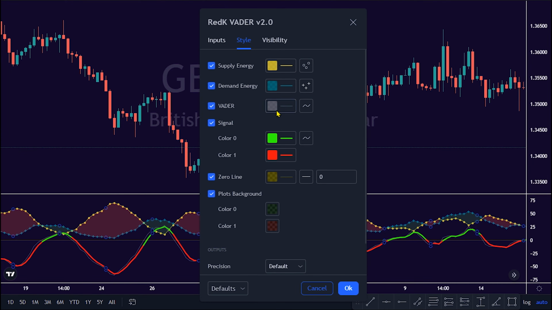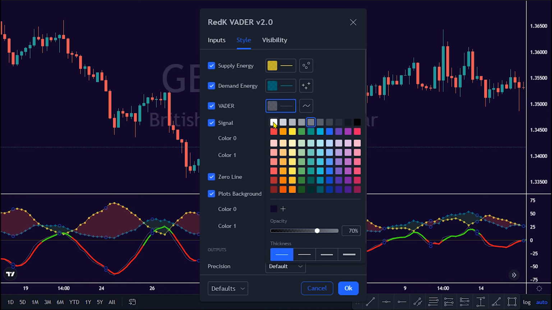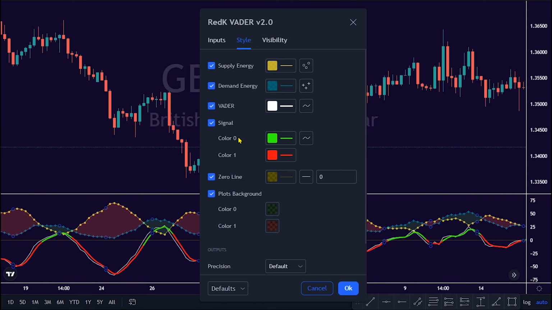Here's the Vader, which has a gray color. Let's modify it to be white. Also, let's increase the opacity to be 100%. Traders can modify the color 0 and color 1 here to any color of their interest. The red and green color here is okay.